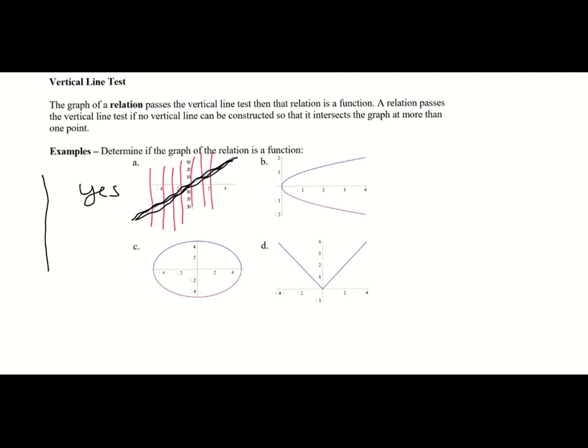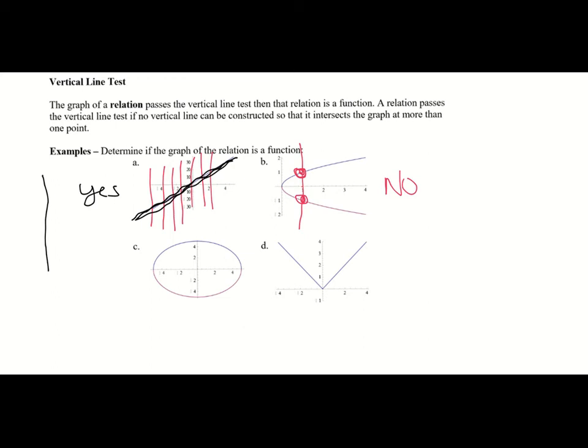But if you look at B, right away when I draw that vertical line, notice it hits the graph here and here, both at the same time. So because that vertical line hits that graph more than once, that means no, it is not a function. Because think, here x is probably like 1, and it has a y value up here and a y value down here. So it can't be that way. Your x's, remember, can only have one y value.